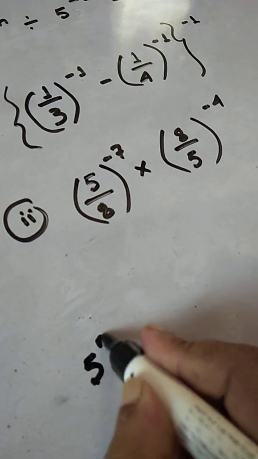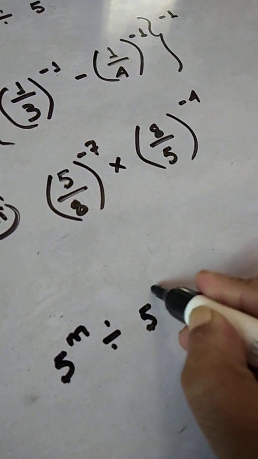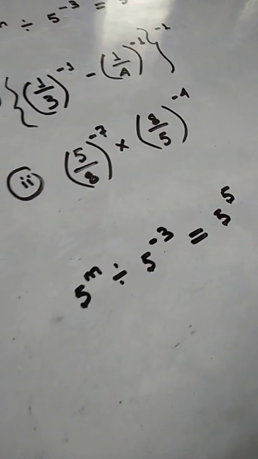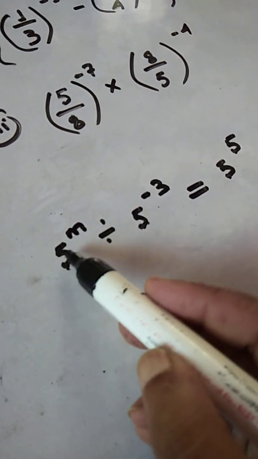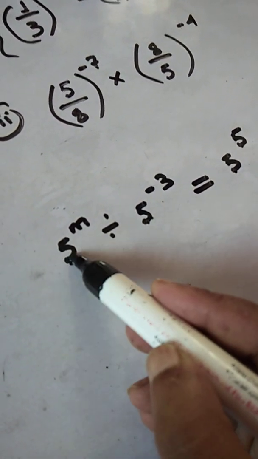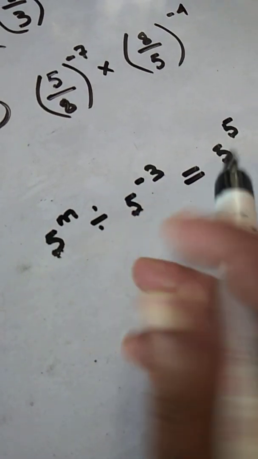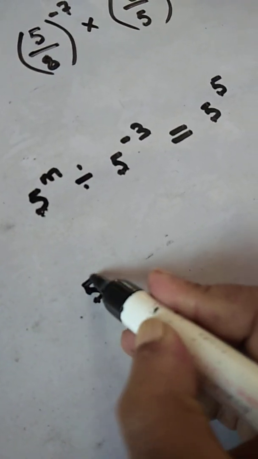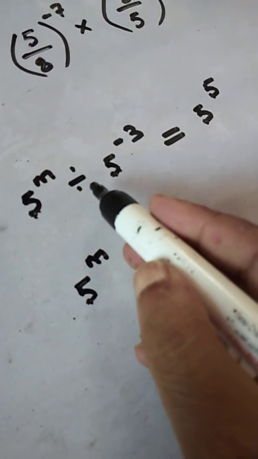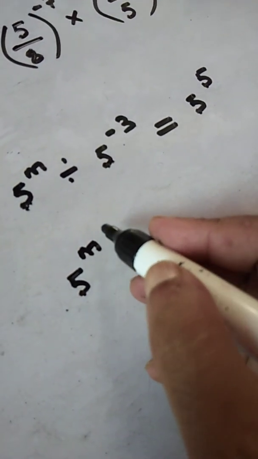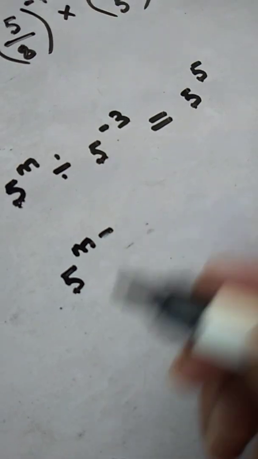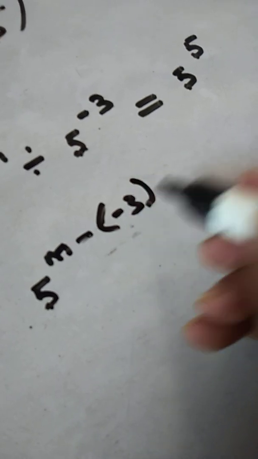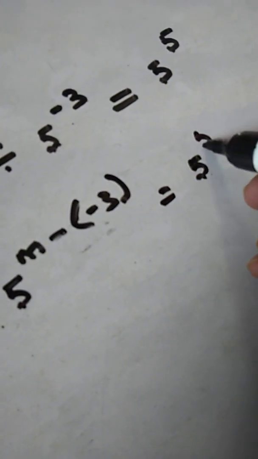That is 5 to the power m divided by 5 to the power minus 3 equals 5 to the power 5. Okay, now these two terms are carrying the same base, isn't it? 5 and 5, and they are carrying a division sign between them. So what do we do with the powers? We subtract the powers. Exactly. Now 5 to the power m, as in case of division we have to do the subtraction, so we will put a minus sign, and this power is already carrying a minus sign, isn't it? So minus minus 3 equals 5 to the power 5.